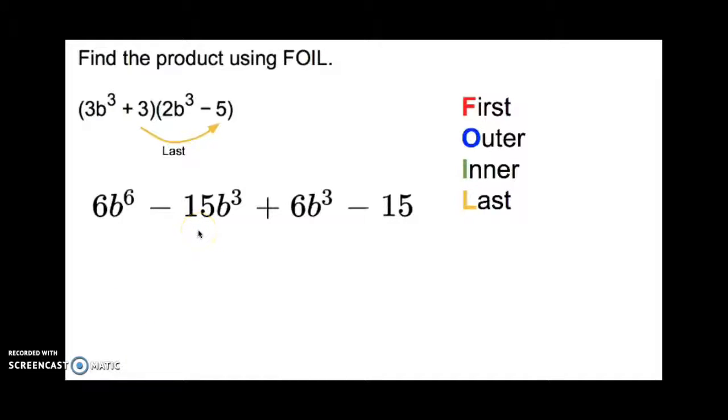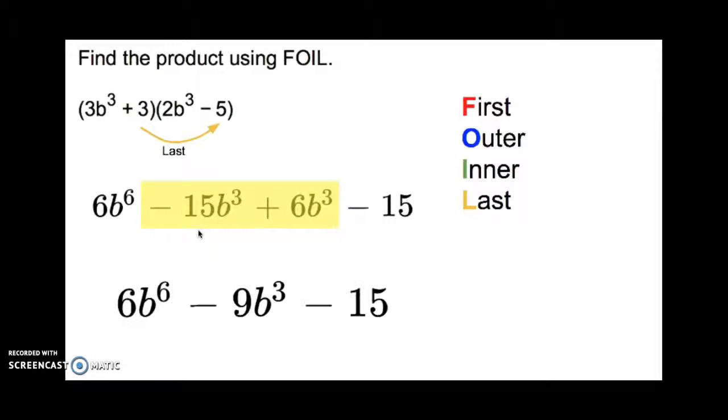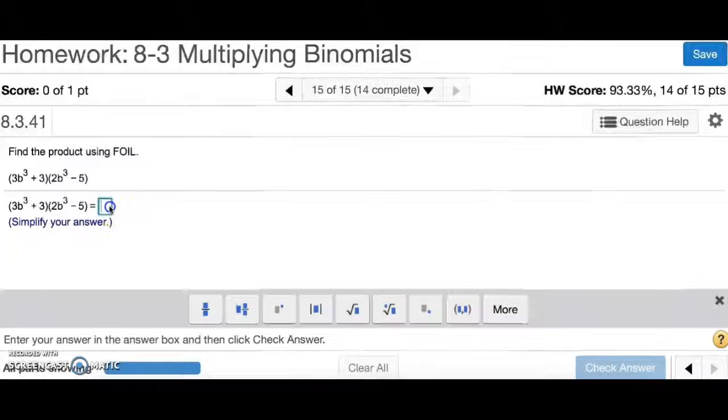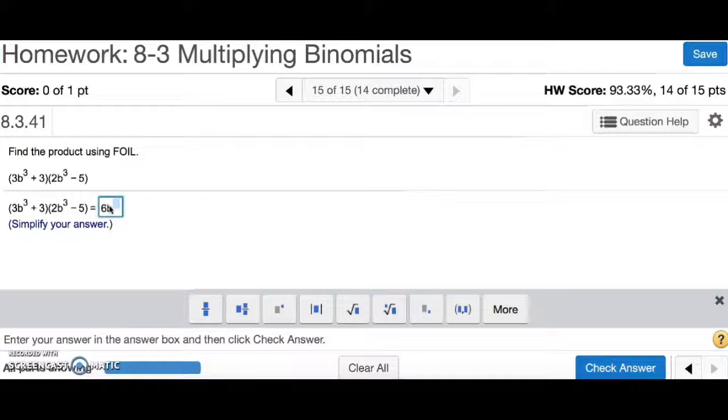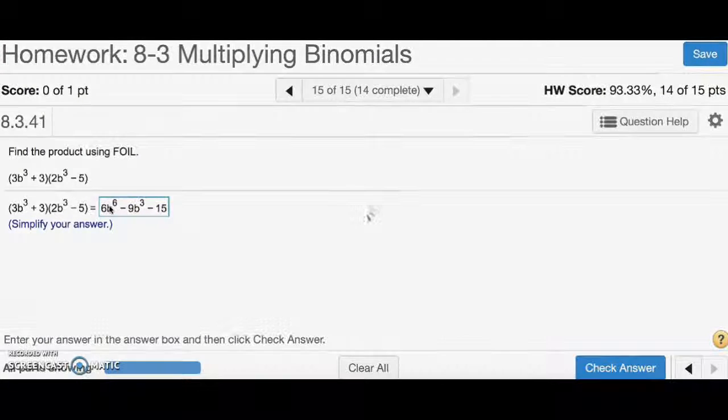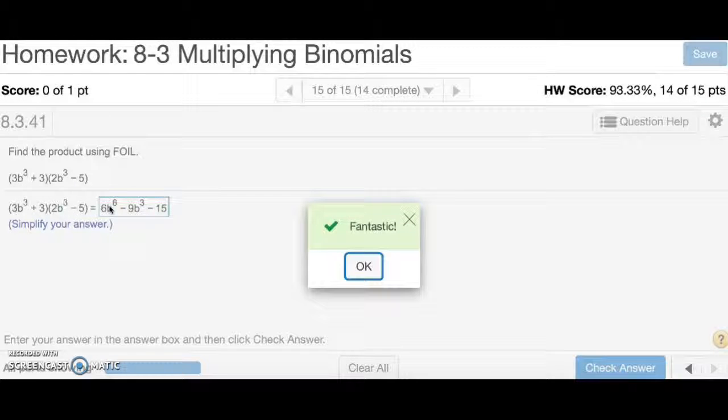Our like terms are the negative 15b to the third and 6b to the third. So combining them, I'll get negative 9b to the third. So my answer is going to be 6b to the sixth minus 9b to the third minus 15. So let's type that in. So we have 6b to the sixth minus 9b to the third minus 15. And that's number 15.